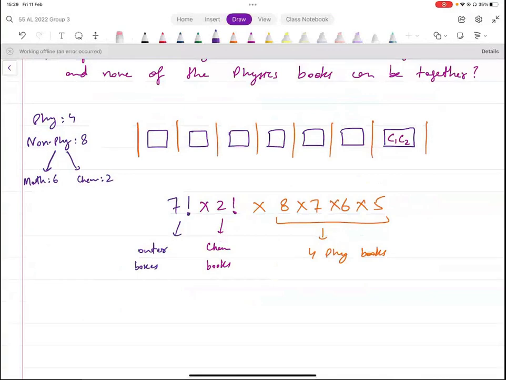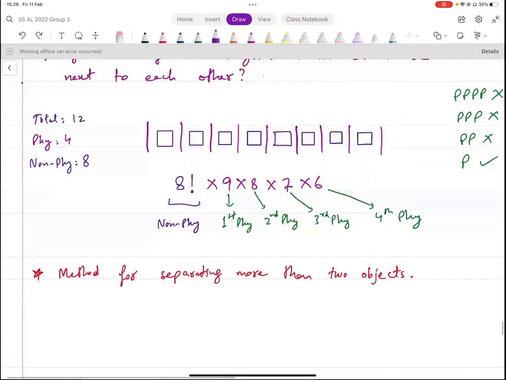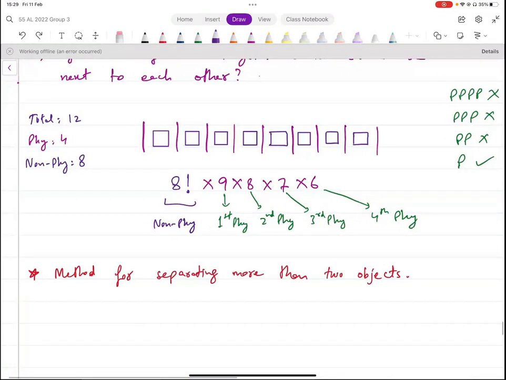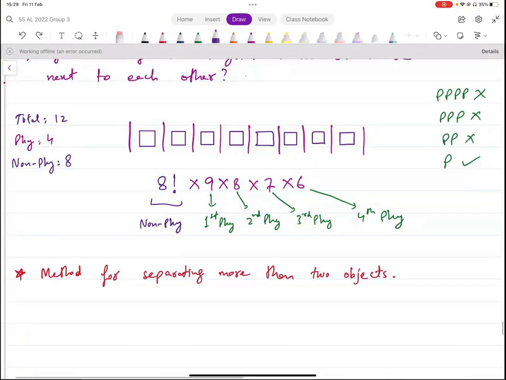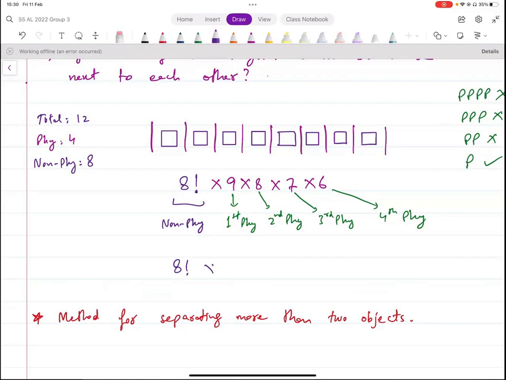What we saw above, this could also be written as 7 factorial into 2 factorial into 8p4. Because you see, you had 8 places, 4 physics books to arrange there, so we have 8p4. 8p4 is 8 into 7 into 6 into 5. And similarly here, this 8 factorial into 9 into 8 into 7 into 6 could actually be written as 8 factorial into 9, which is the total number of places that we have, into 9p4, arranging 4 physics books in 9 places. So you could also do it like this, 8 factorial into 9p4.